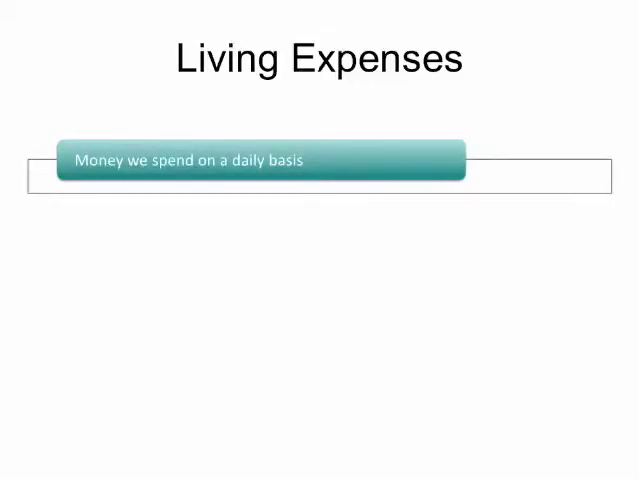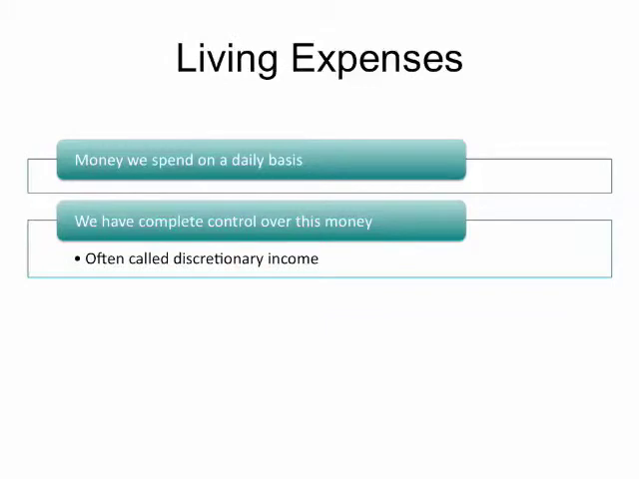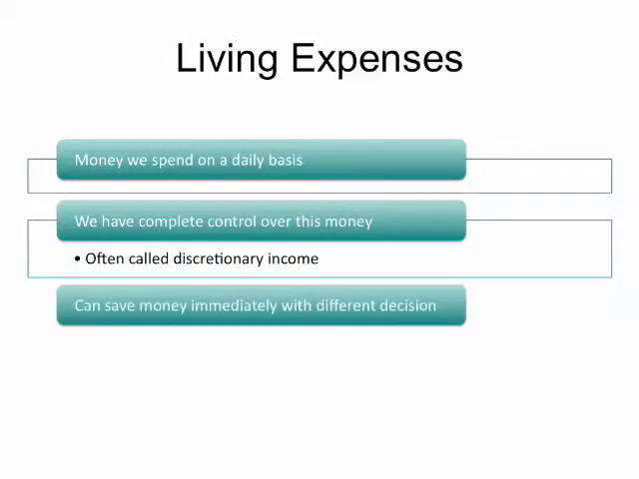The living expense portion of our budget is the money we spend on a daily basis. These are expenses that we have daily control over, and this money is often called our discretionary income. This is the area of our budget that we can look at to save money immediately. Again, we need to look at all of the money we are spending and examine the portion of income we are committing and see if it's worth the value of what we are buying.